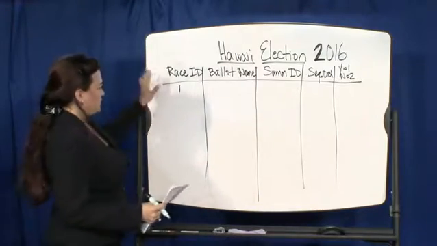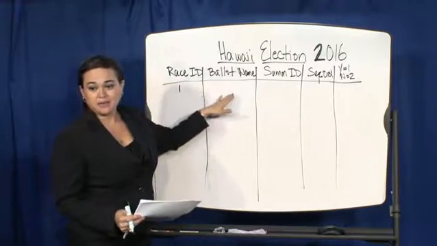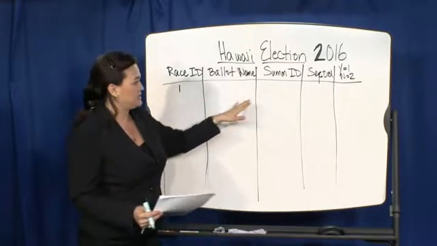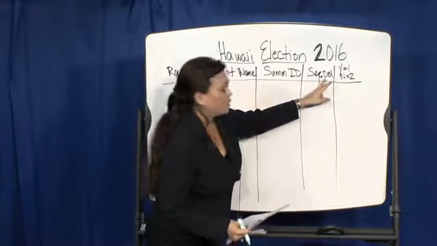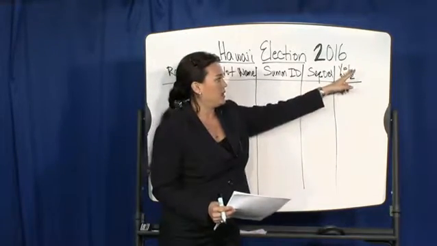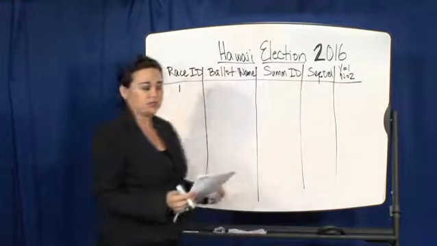What I'm going to show you is the Hawaii election 2016. We're going to look at the race ID and the ballot name. We're going to put together a database: summary ID, sequence order, and then 1 for yes and 2 for no, meaning 1 is the winner and 2 is not.